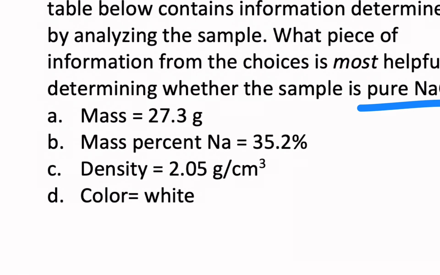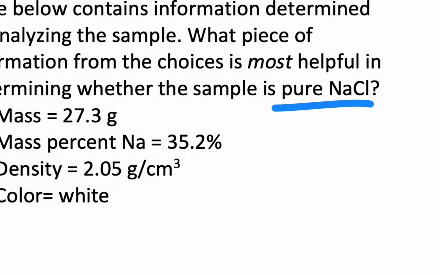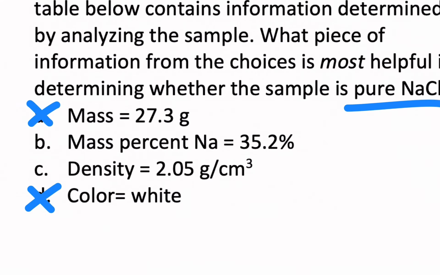Well, anything could have a mass of 27.3 grams, whether it's pure or impure. Many substances have no color or look like a white solid, so D makes no sense at all. C is a good example of a physical property, but the fact that it has that density doesn't tell me that it is this substance or that it's got that purity.